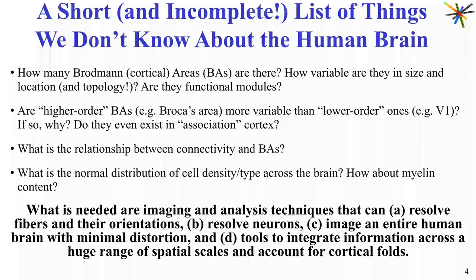What is the relationship between connectivity and Brodmann areas? We kind of think of the strong definition of a cortical area as including connectivity. Does connectivity change abruptly at the boundary? We don't know the answer to that question. And then just simple ones.